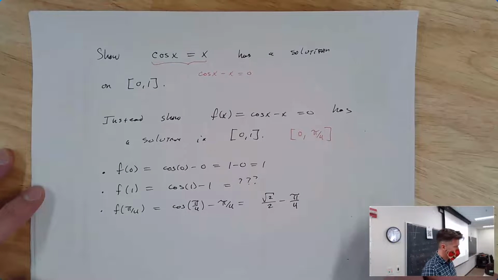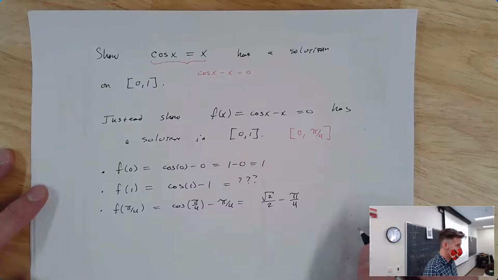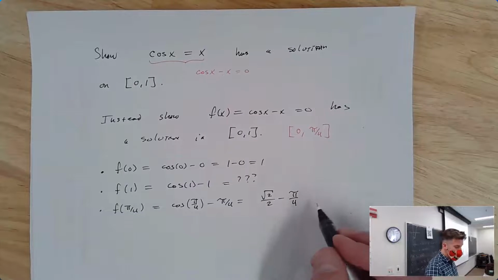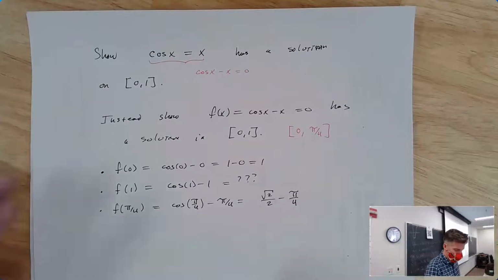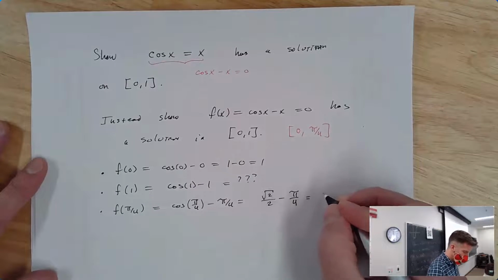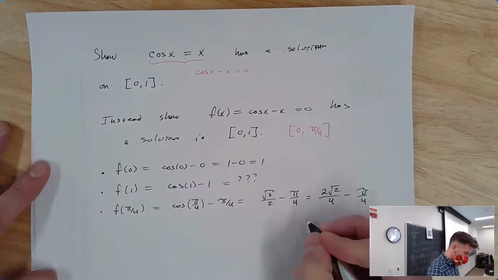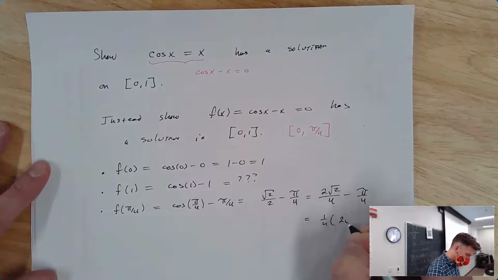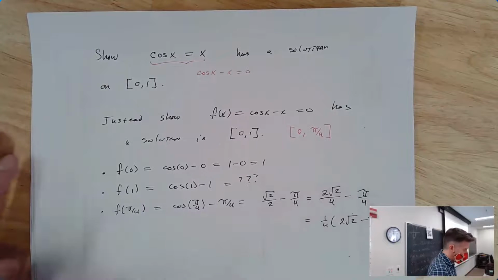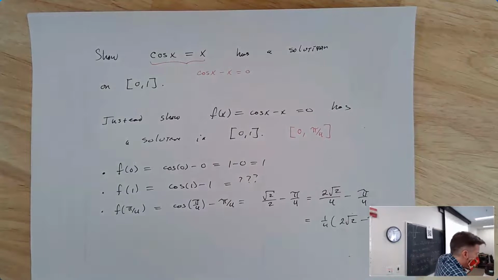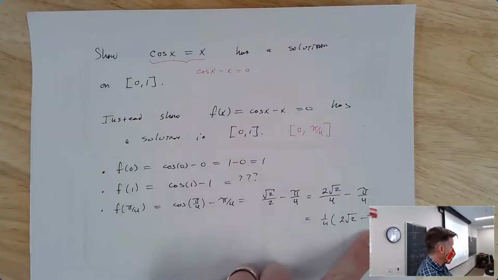Is that positive or negative? If you get out a calculator you can figure it out, but the faster thing to do is to get a common denominator and say, okay, that's 2 root 2 over 4 minus pi over 4, or 1/4 times 2 root 2 minus pi. Is 2 root 2 bigger or is pi bigger? Pi is bigger, because root 2 is about 1.4, and 2 times 1.4 is 2.8. So we've got about 2.8 minus pi, and that's definitely going to be negative.